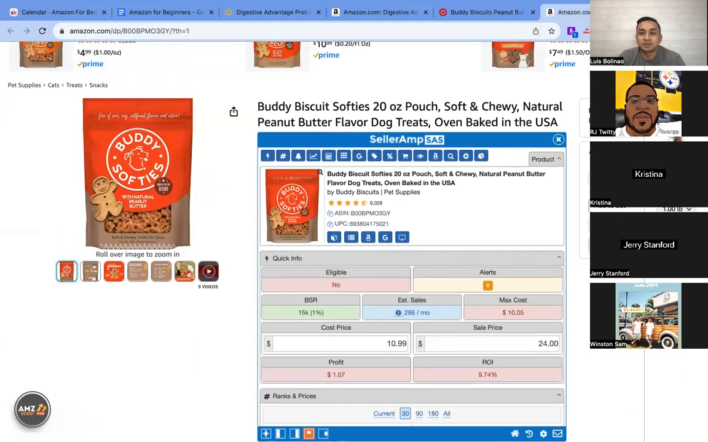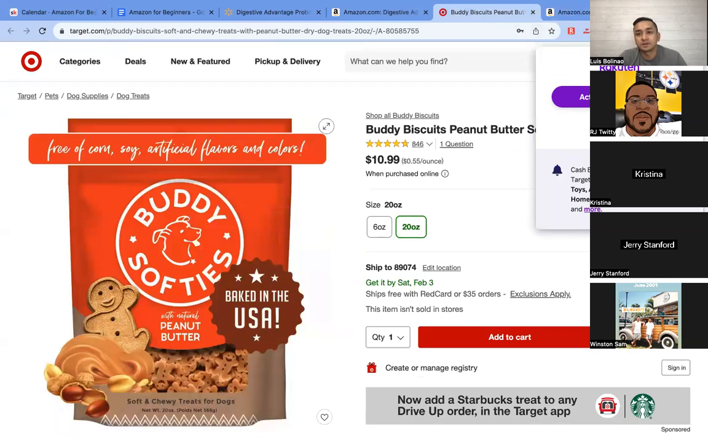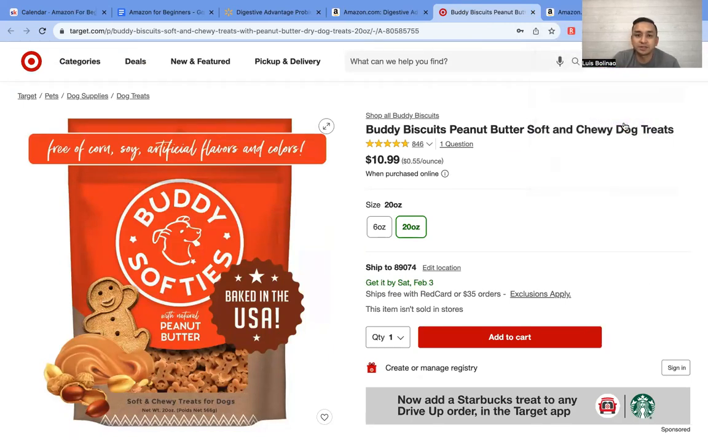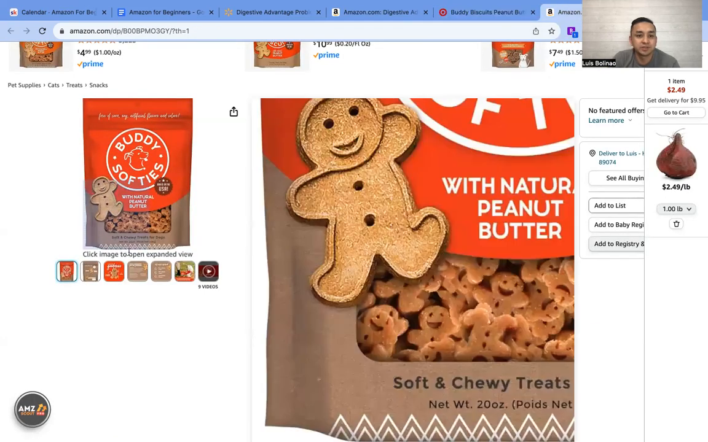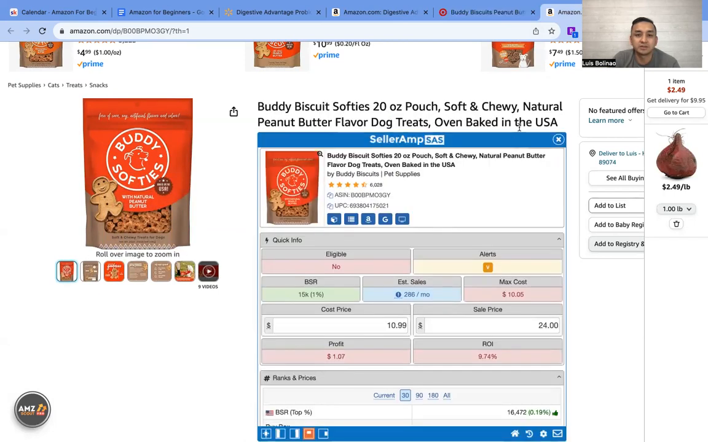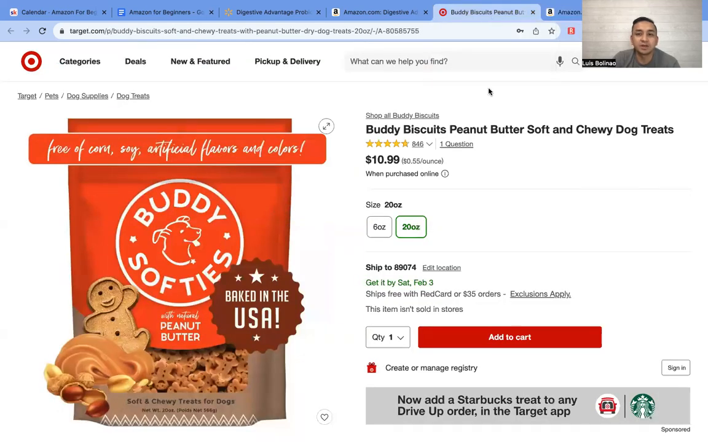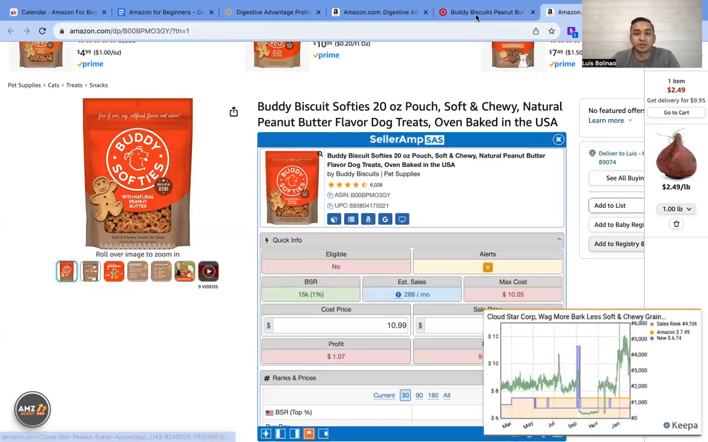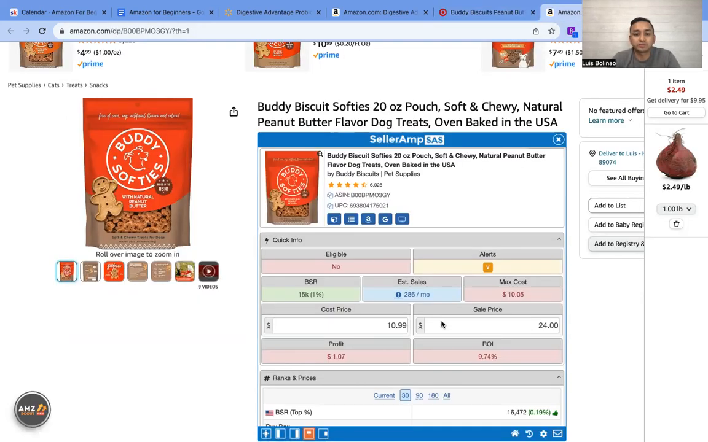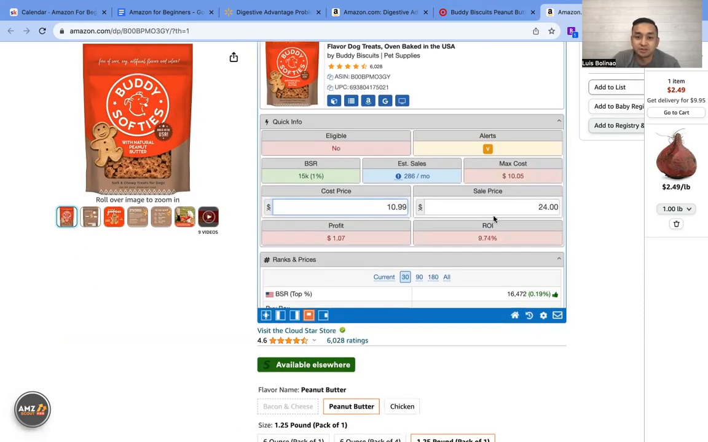This one's another variation. The next product, what is this? Oh, it's a doggy treat. 10.99, 20 ounce size. Same brand. Same products, right? Cost is 10.99. Sale price is about $24.